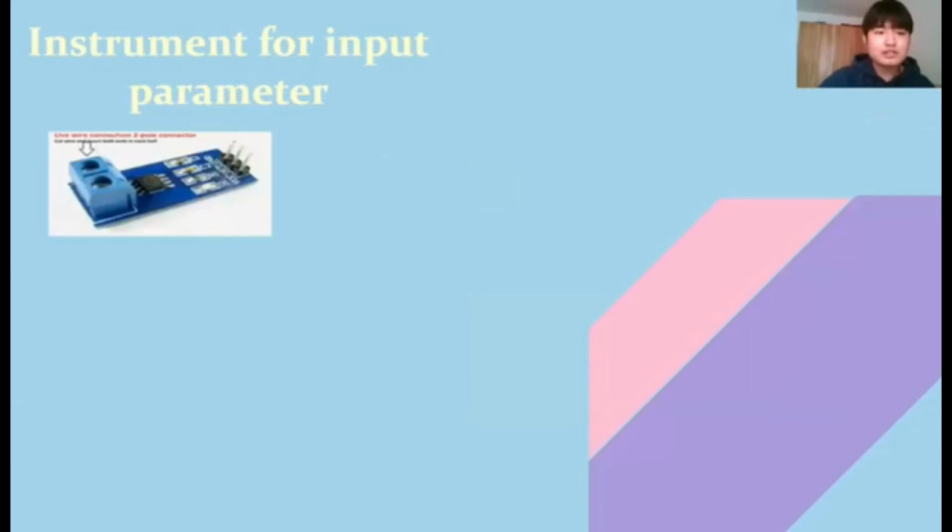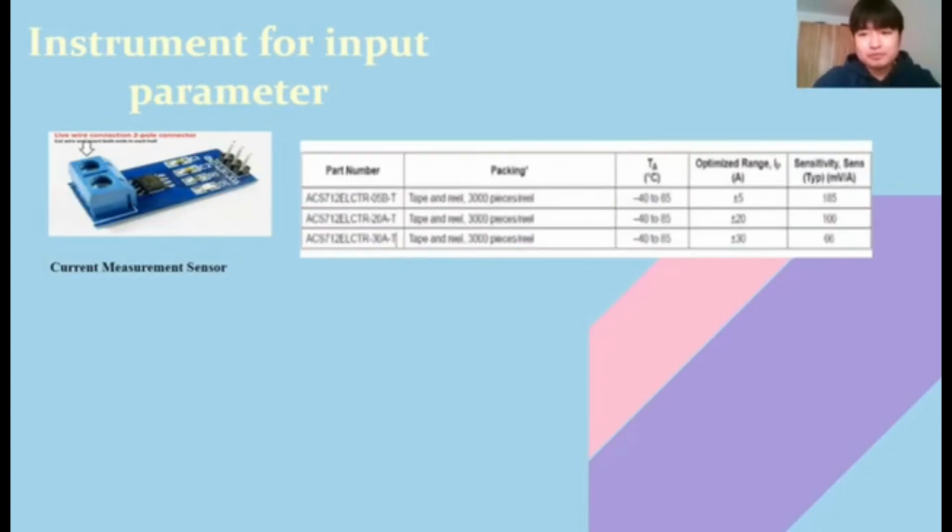And then is our instrument for the input parameter. As you can see, the picture is the current measurement sensor. For this parameter, we are using the ACS712 current sensor, which is available in 3 different settings with different current ranges. We can see the table. And then we are using a 5A current sensor, which can be used to measure different current ranges.